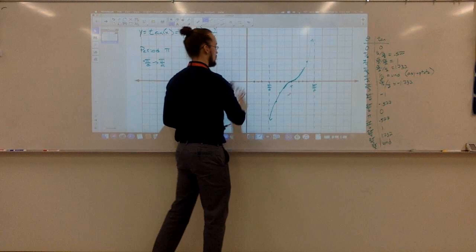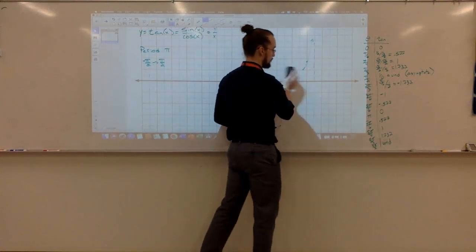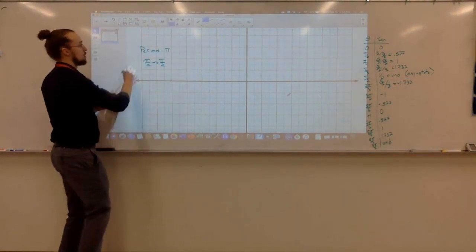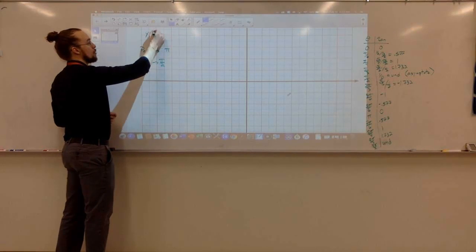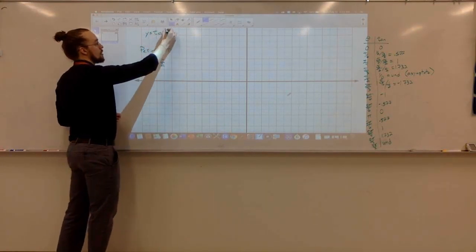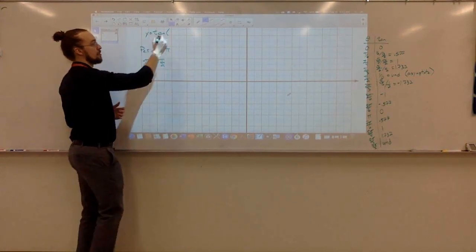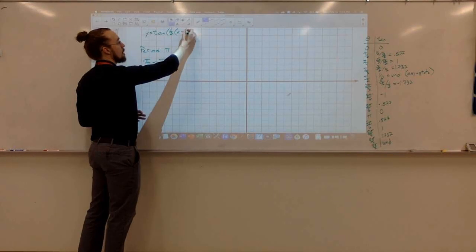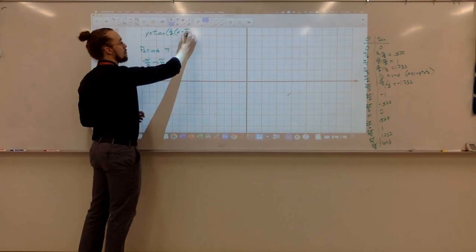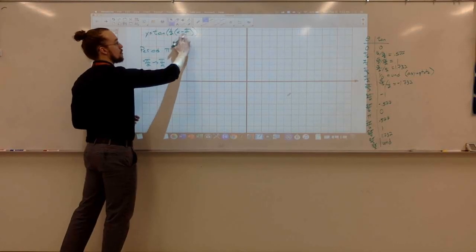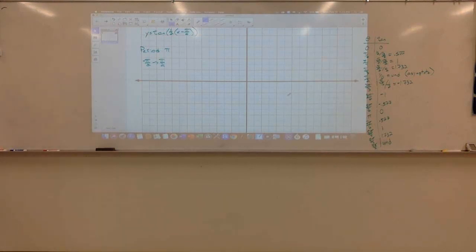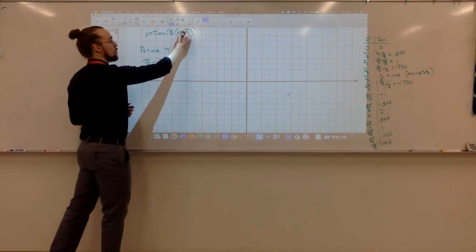So let's do something like y equals tangent of 1/2 x minus pi over 4. Or, yeah, let's do pi over 4. So something like this, where we have a b and a c value.